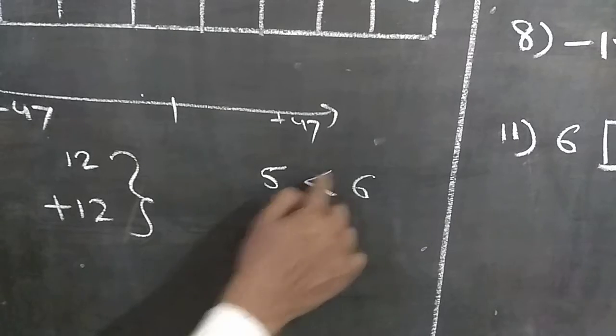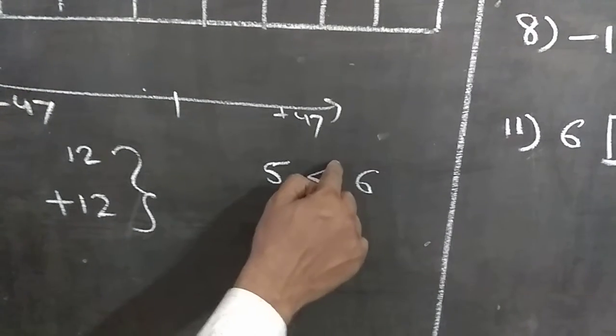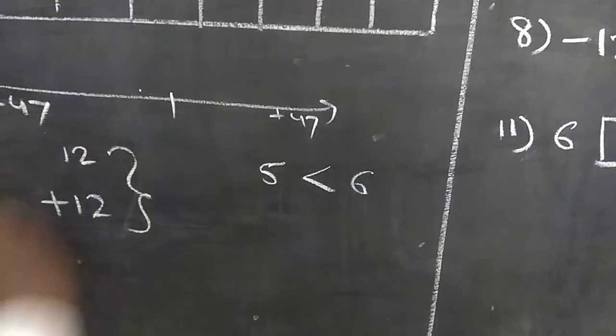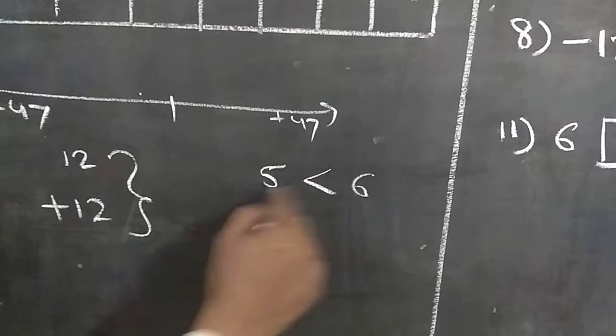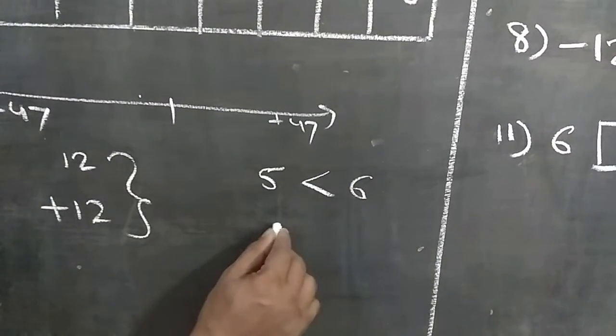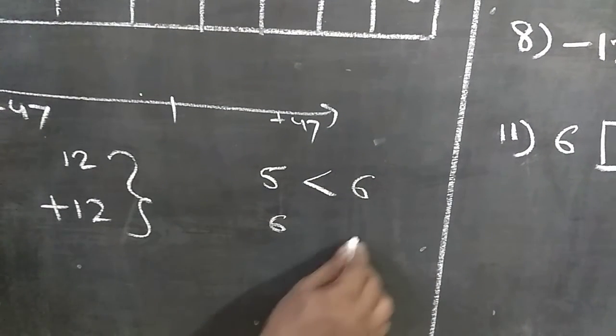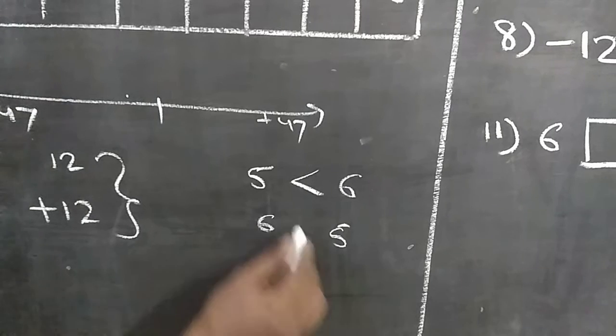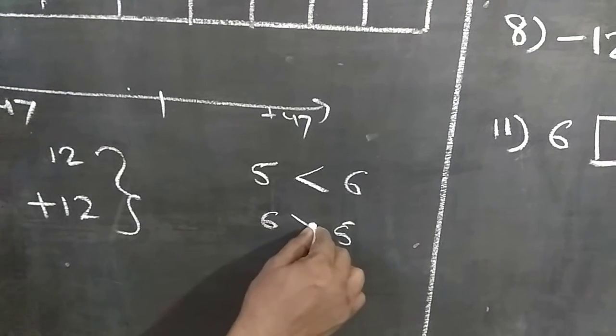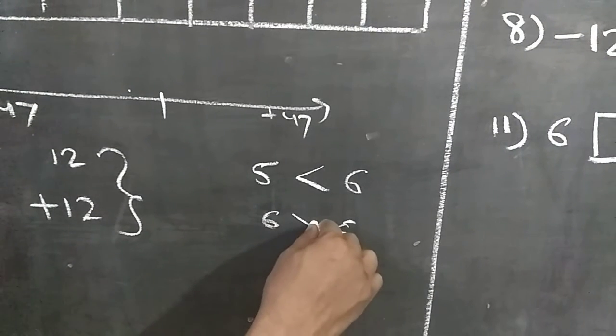Suppose this is the line, the arrow points to the side which has the greater value. So which has the greater value here? 6. Suppose it was like this, which side is greater here? 6, because both numbers are positive and 6 has a greater value.